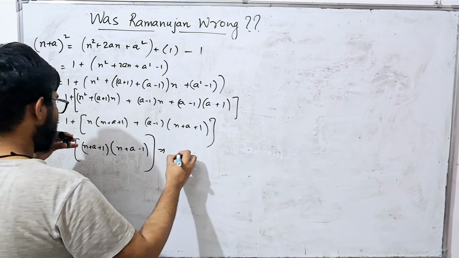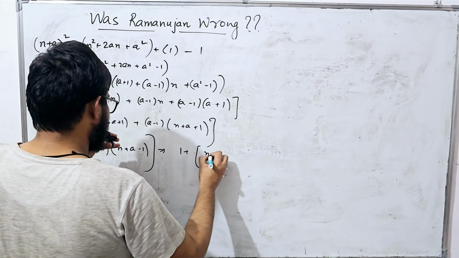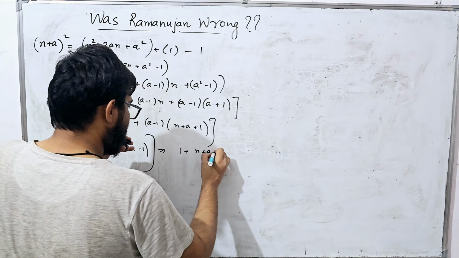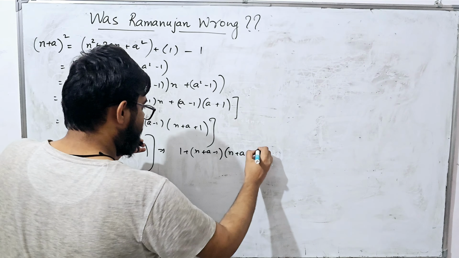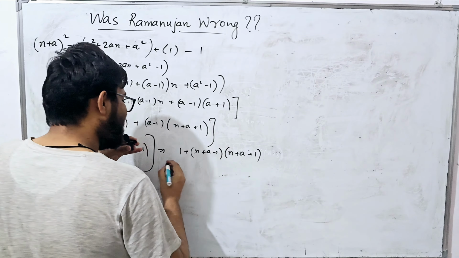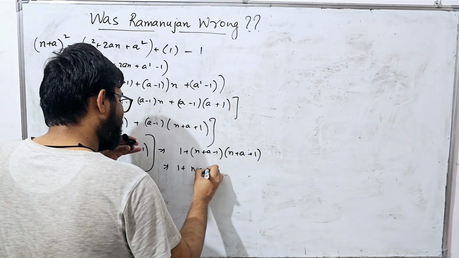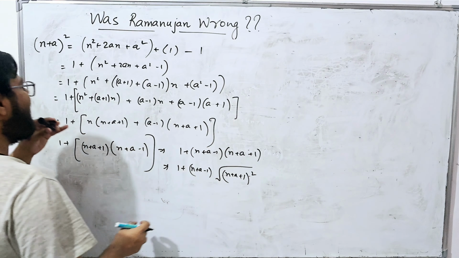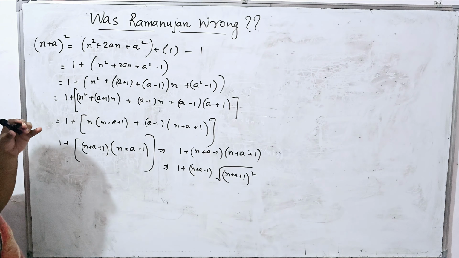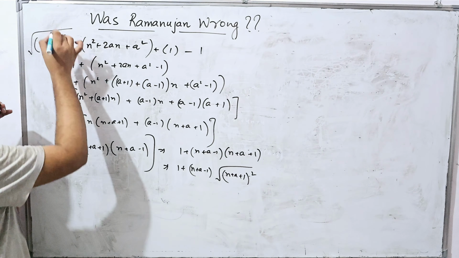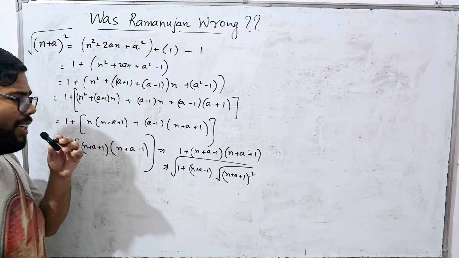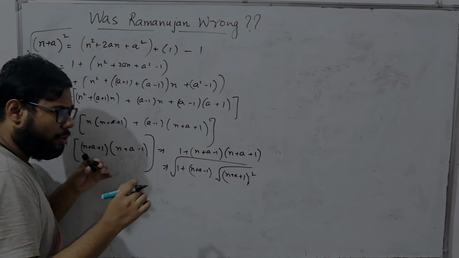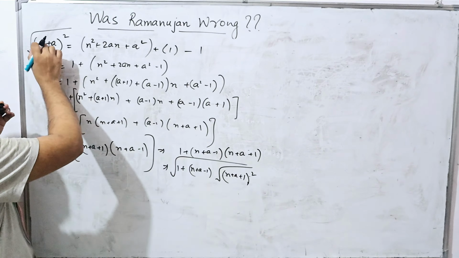So you get from here that it is equal to 1 plus n plus a plus (n plus a minus 1) into (n plus a plus 1), and again it is equal to 1 plus (n plus a minus 1) into the quantity root of (n plus a plus 1) whole square, and this is what we needed to prove, right? Correct. And if you want, you can take the square root also, so it will become a square root over here, and this is what we needed to prove, right? Simple. Understood?